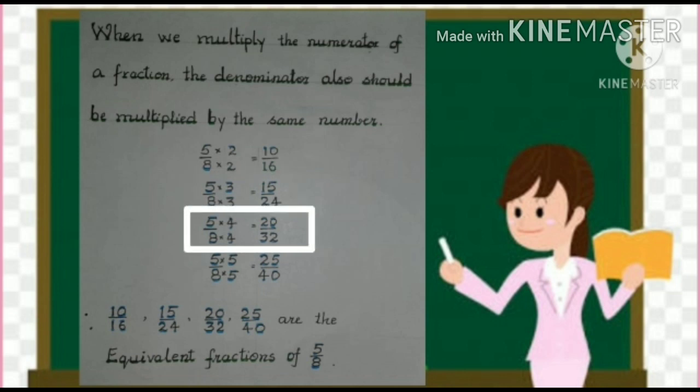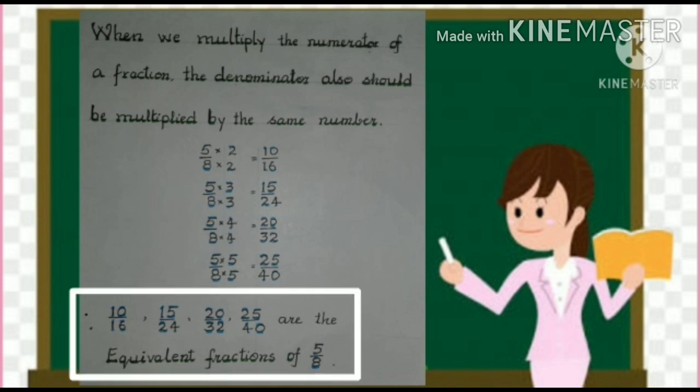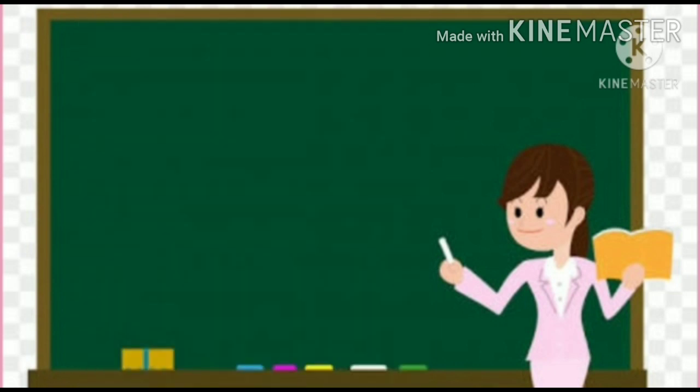5 upon 8, when both are multiplied by 4, we get 20 upon 32. 5 upon 8, when both are multiplied by 5, we get 25 upon 40. Therefore, 10 upon 16, 15 upon 24, 20 upon 32, 25 upon 40 are a few equivalent fractions of 5 upon 8, and their values are same.